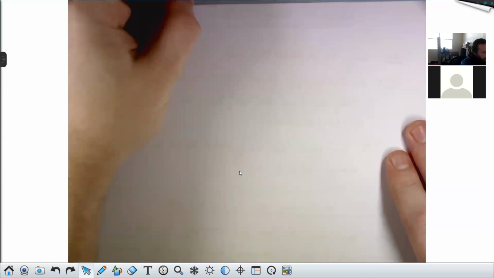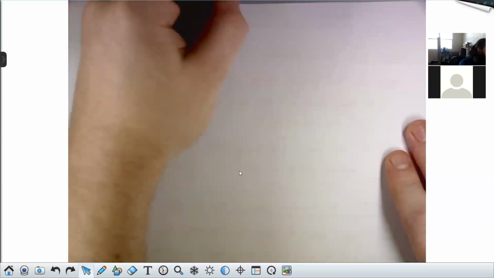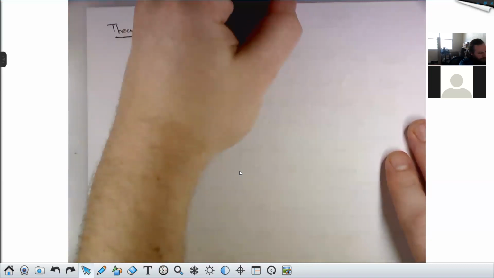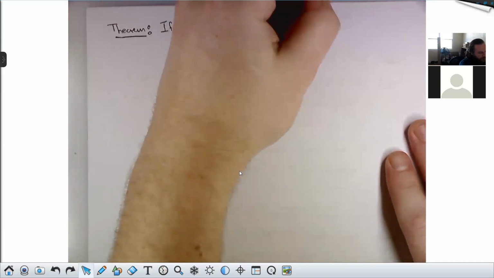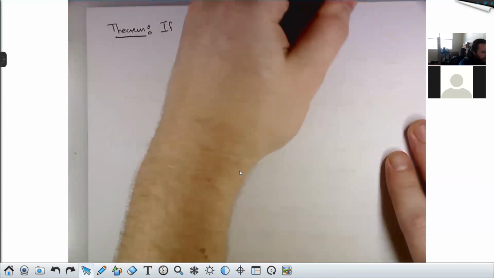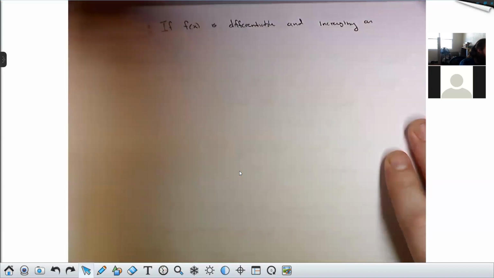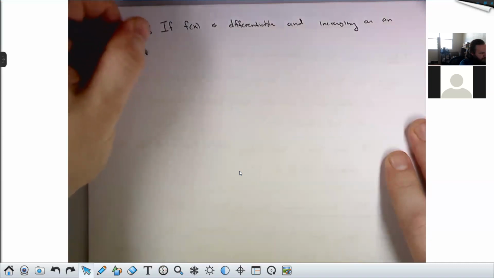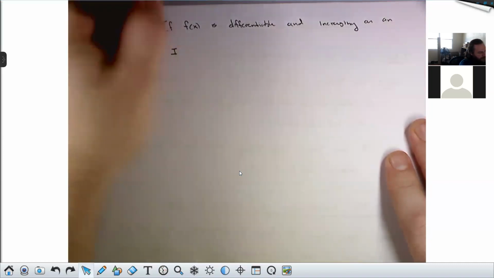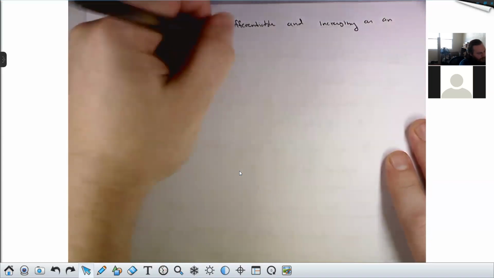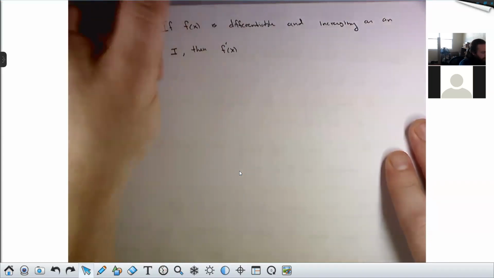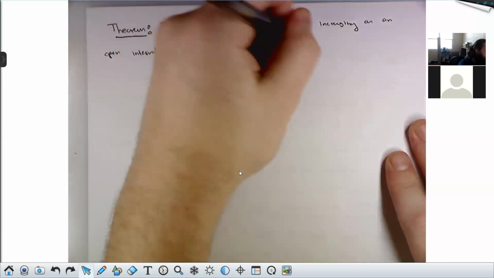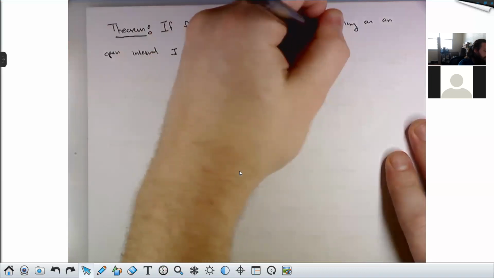If f of x is differentiable and increasing on an open interval I, then f prime of x is positive for all x in I.